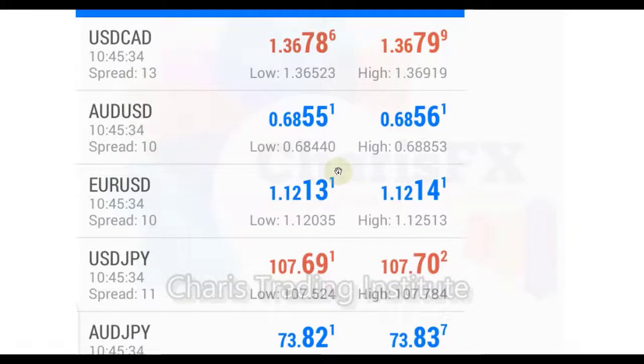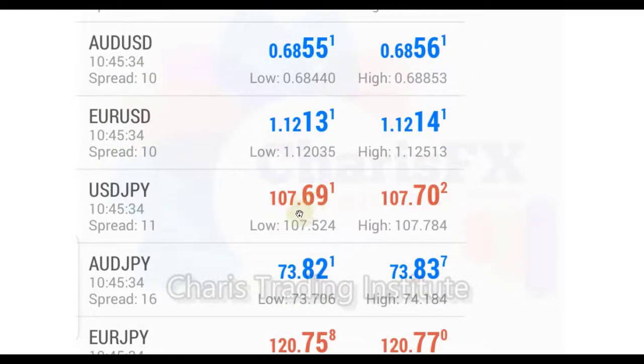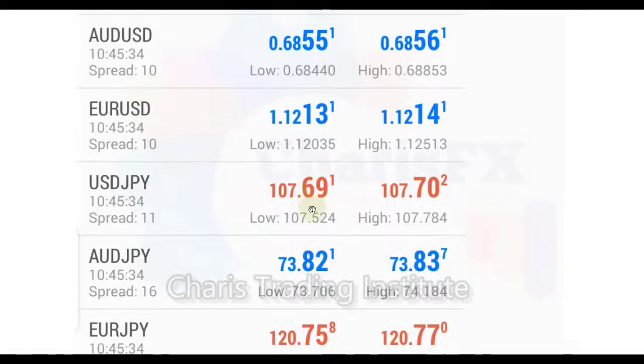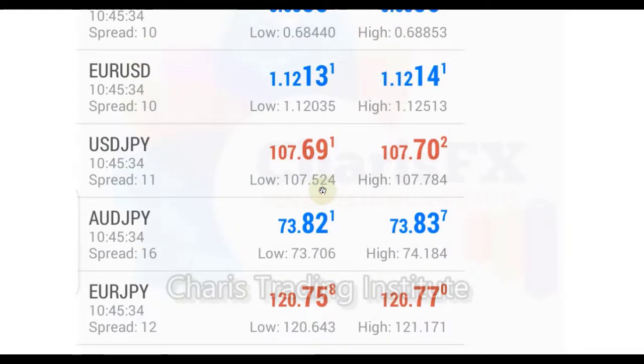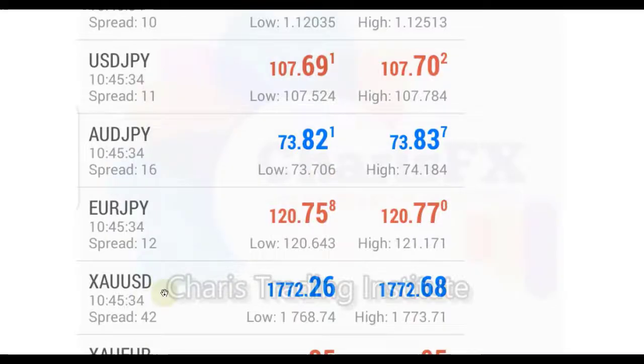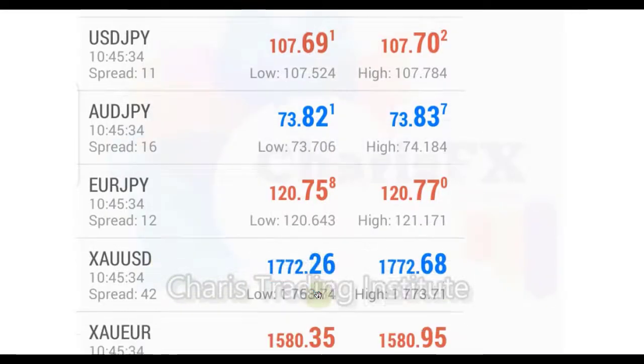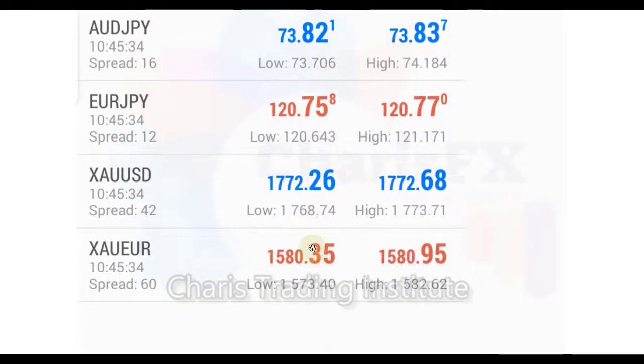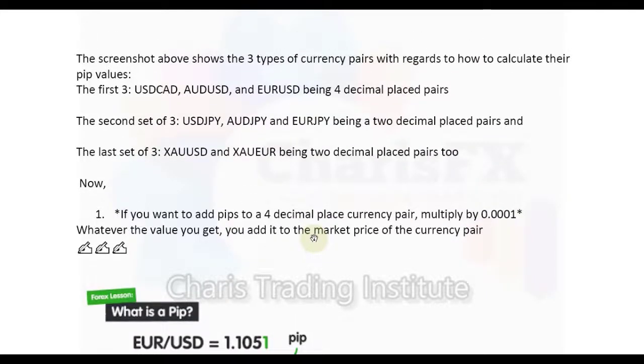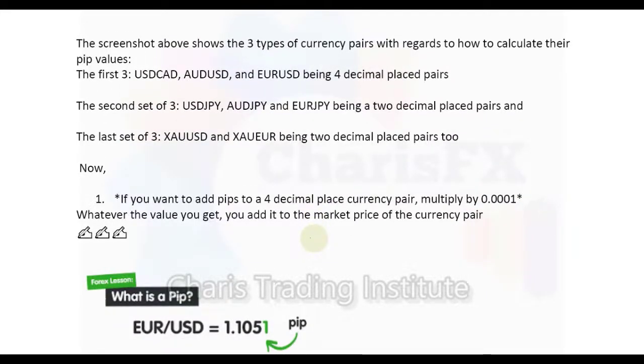Okay, so if you study it, you will see this is 107.69, the Japanese yen pairs. You can see that they are grouped into 2 decimal place pairs, or they are priced into 2 decimal place. Pairs like gold are also priced into 2 decimal place. So we want to understand how to calculate this PIP movement on these 2 classes of assets or currency pairs.